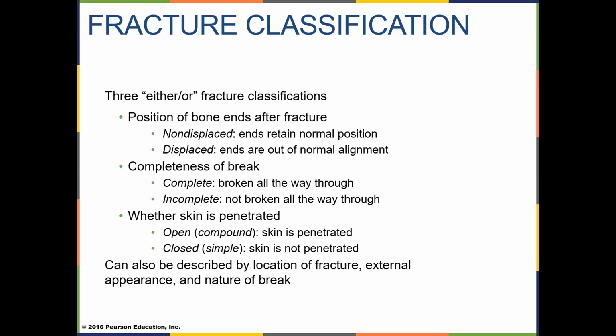So fractures come in a couple different classifications. We have what's known as a displaced or non-displaced fracture. Is the bone end lined up on either side? Is it intact? Or are they displaced, out of alignment? Is the broken bone broken all the way through, or is it a partial break? So is it complete or incomplete?